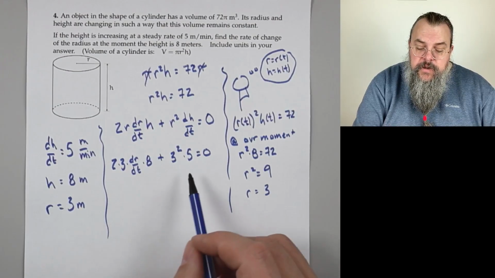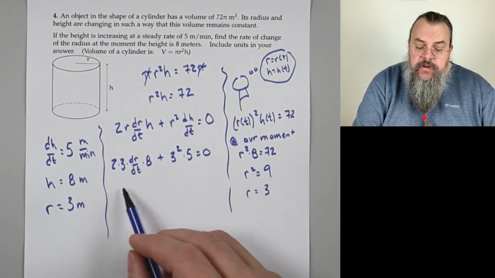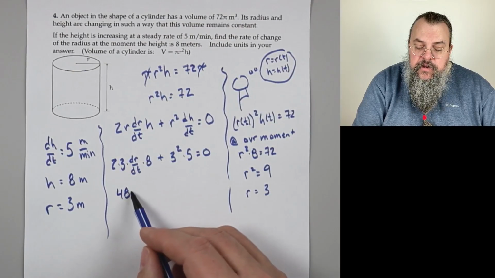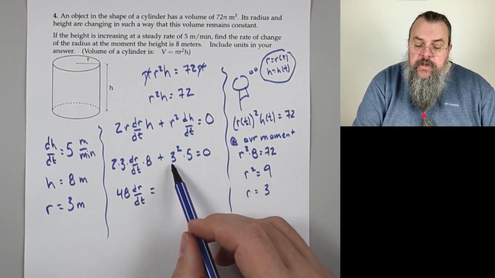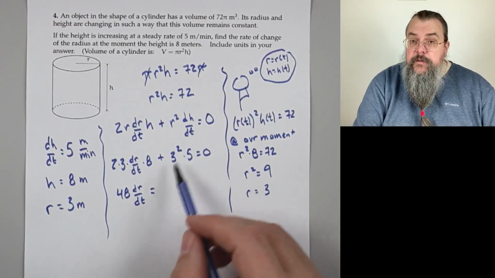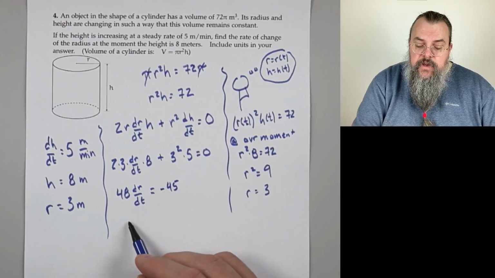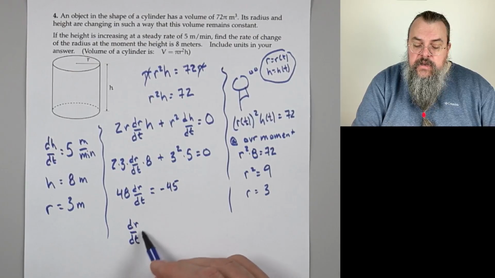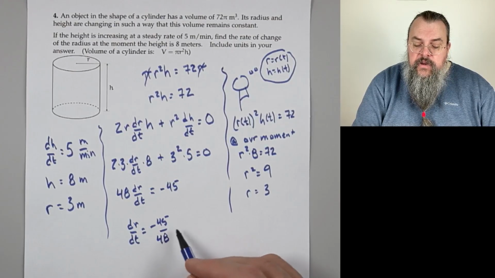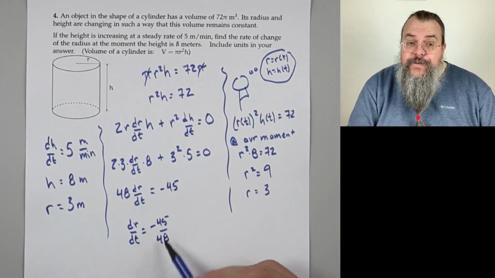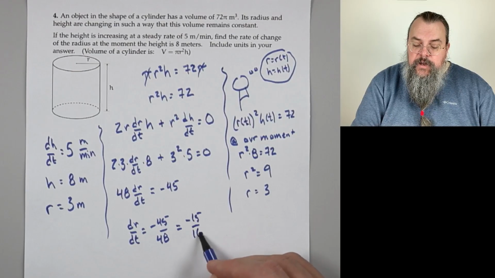Well, if we start moving things around, what do we get? Well, we get 2 times 3 times 8 is 48 dr dt is equal, over here, 9 times 5 is 45. But move it across, negative 45. Or we could say, hey, dr dt is negative 45 over 48. Now, they both have a factor of 3. So you can write this as negative 15 over 16.